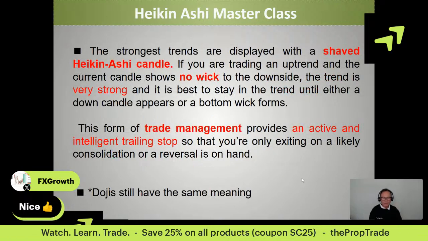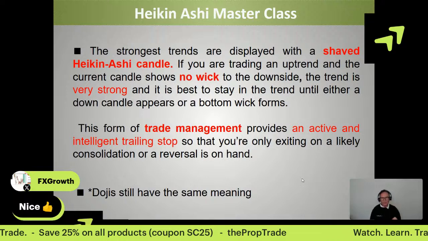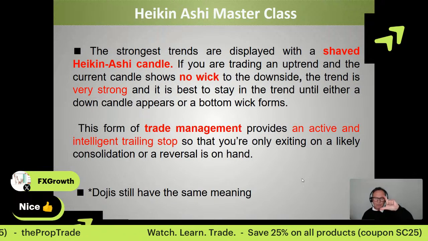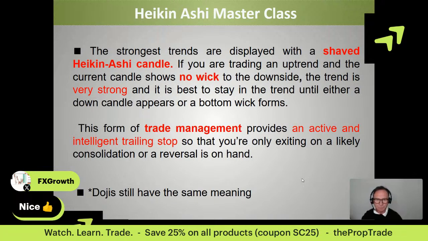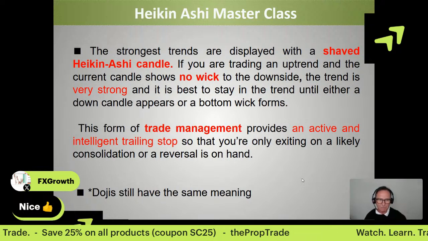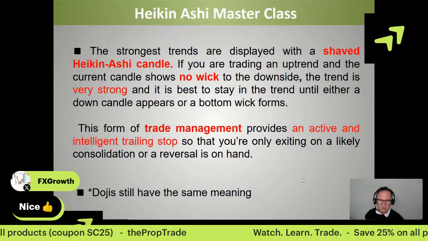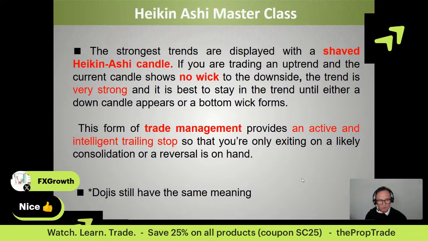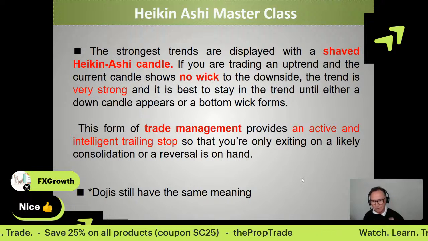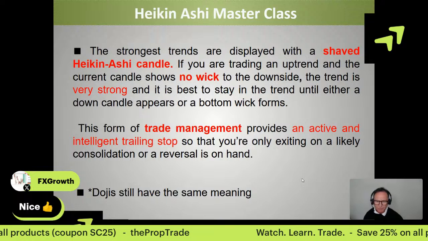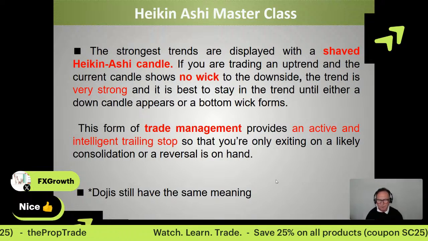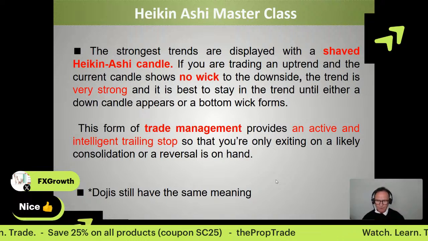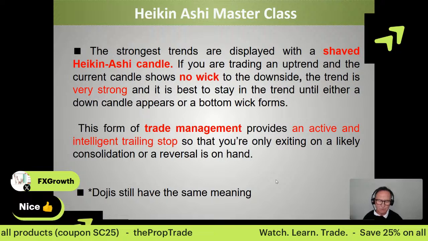The strongest trends are displayed with no wicks or shaved candlesticks. If you're looking for an uptrend, for instance, you want a strong, big-bodied candle with no wick to the south, no downside shadow. The trend is strong, and you either want to get in or stay in. Don't get thrown out. The beauty of keeping your stop loss below is that it allows you to trade up.